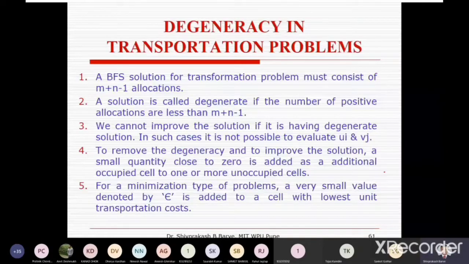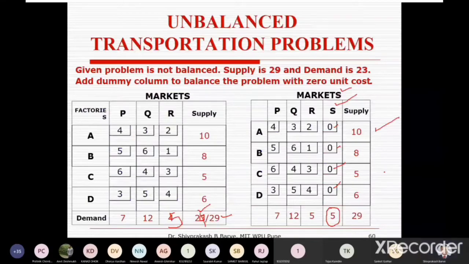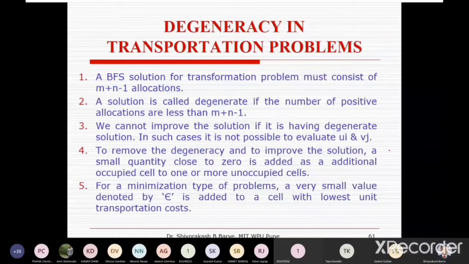I have solved the same problem for the next case, so you will get the answer for this same problem for the next transportation case. Now we'll see the next transportation case. That's a special case in transportation, that is degeneracy in the transportation problem.